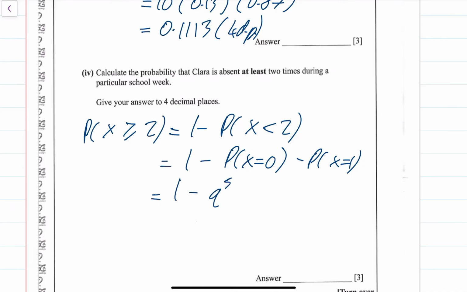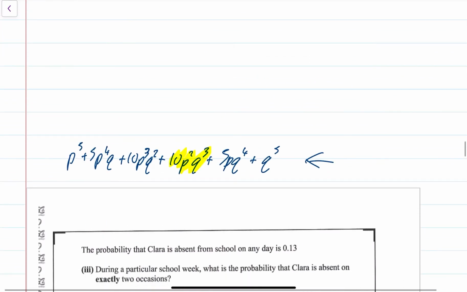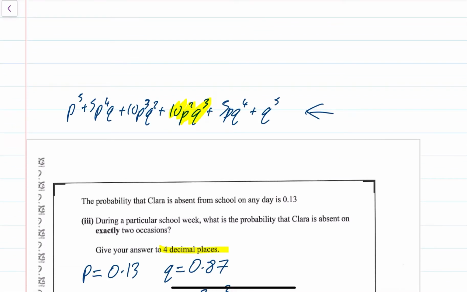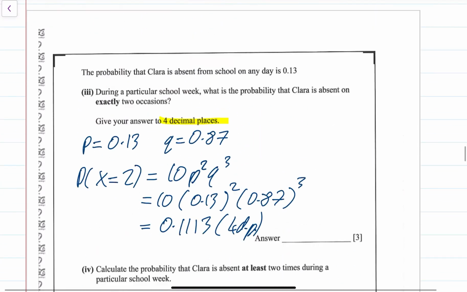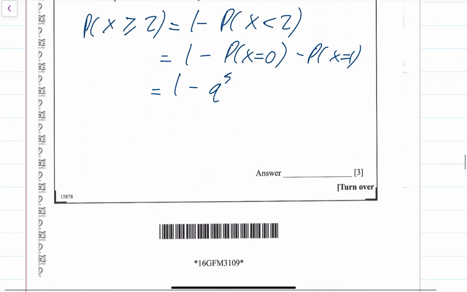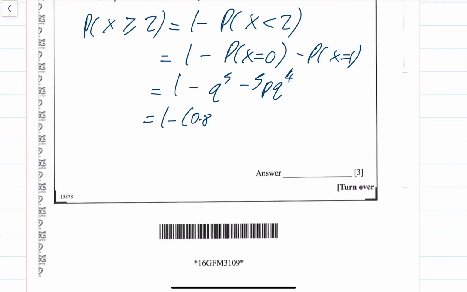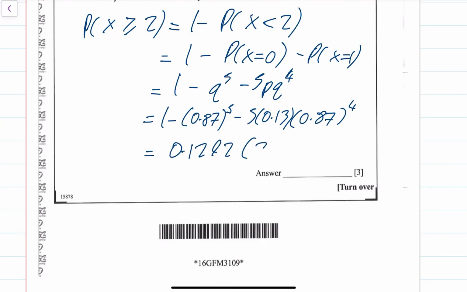So that would be q to the power 5 and p with the 1 would be, so it's going to be this one and it's going to be this one. So it's going to be q to the power 5 and what's that say? 5 p q to the power 4, which is 1 minus, and that would be 0.87 to the power 5 minus 5 times 0.13 times 0.87 to the power 4. Fire that into your calculator and you should get this to 2 decimal places.